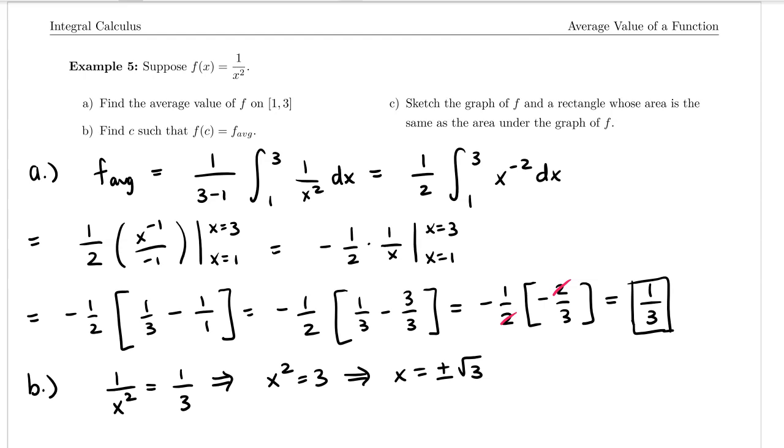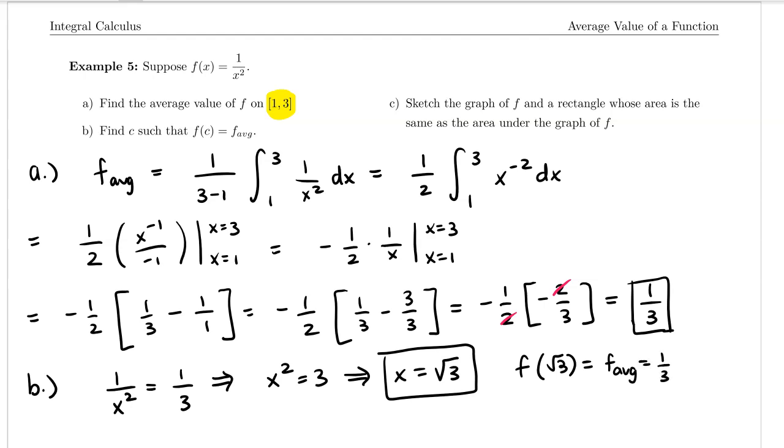However, we're focused on the closed interval from 1 to 3, so I don't really want the negative value. So we get x is equal to the square root of 3, and that's the value that we are looking for because f of the square root of 3 is equal to the average value of our function, which we found was 1/3 in part A.